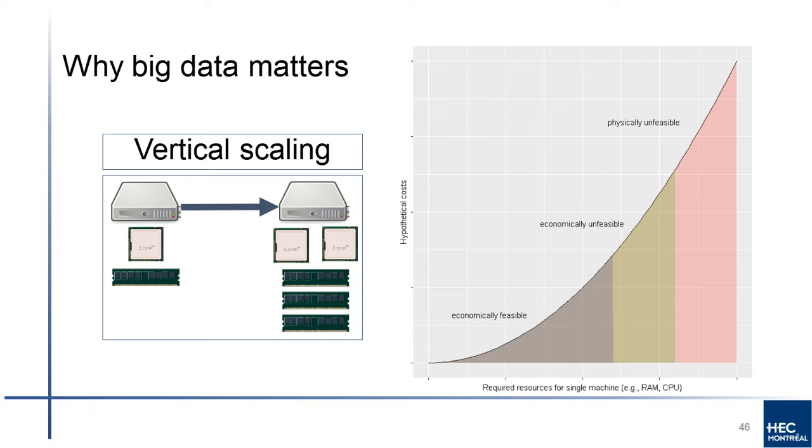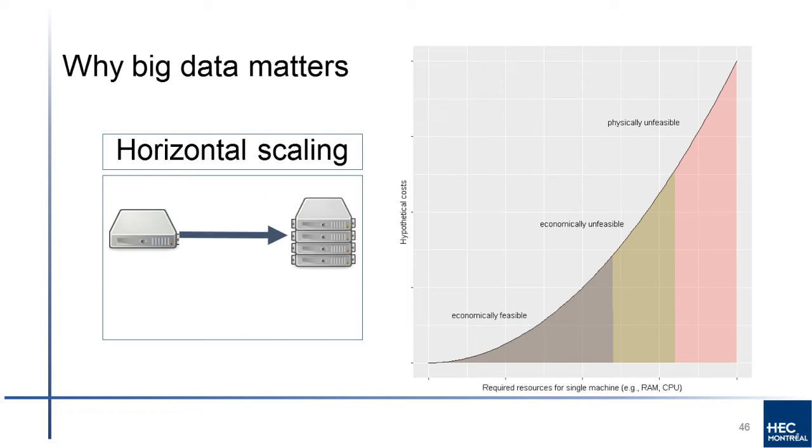So this is where you move from something that is economically feasible to something that is economically unfeasible because it's too expensive, and then to something that is physically unfeasible because you just are not able to do it with a single machine. This is where adding capacity will not work anymore, and this is where you switch to what we call horizontal scaling.